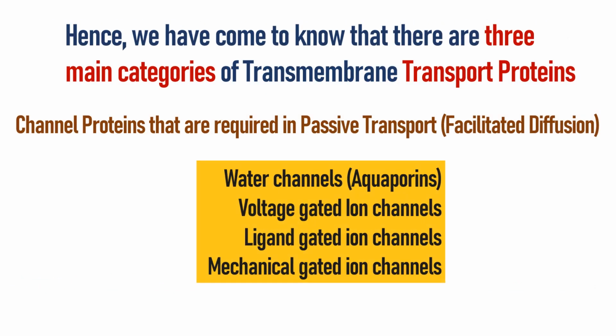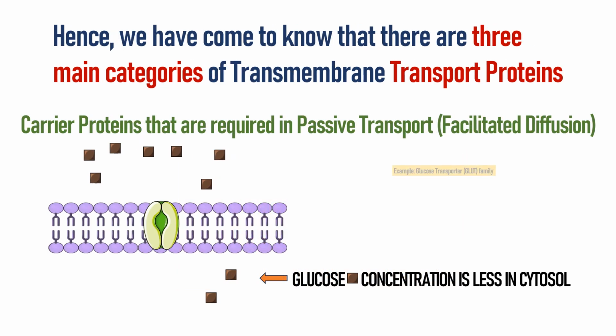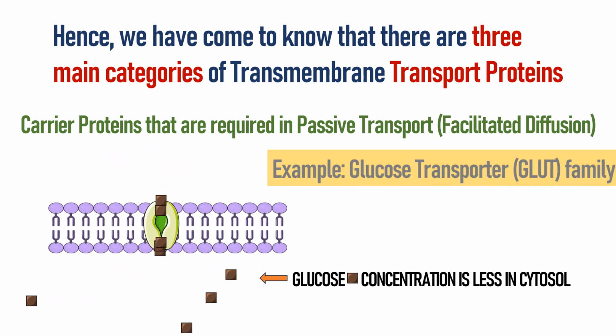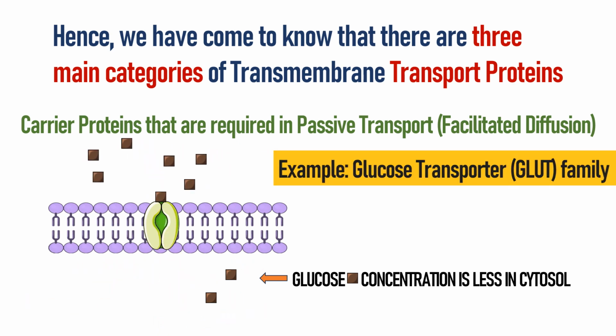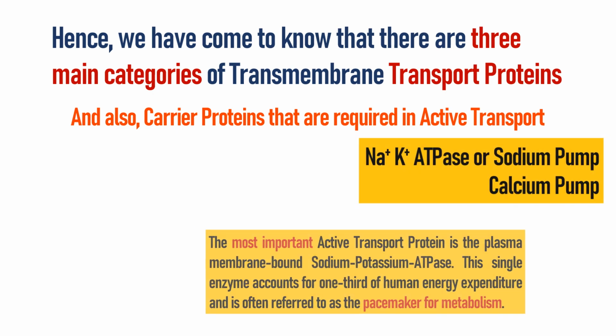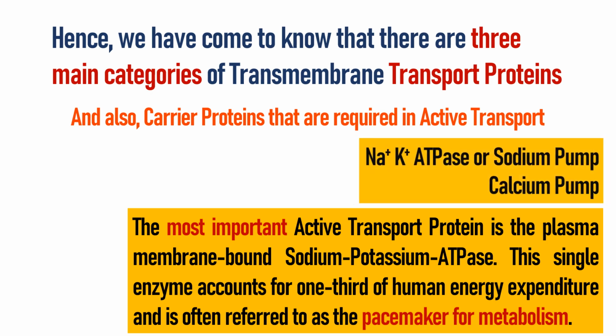Hence, we have come to know that there are three main categories of transmembrane transport proteins. Channel proteins, that are required in passive transport facilitated diffusion. Carrier proteins that are required in passive transport facilitated diffusion. And also, carrier proteins that are required in active transport. The most important active transport protein is the plasma membrane-bound sodium-potassium pump. This single enzyme accounts for 1/3 of human energy expenditure and is often referred to as the pacemaker for metabolism.